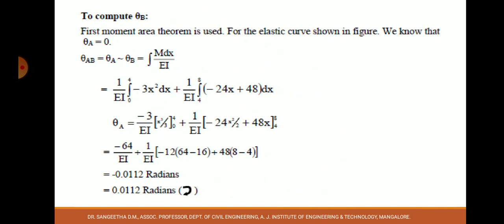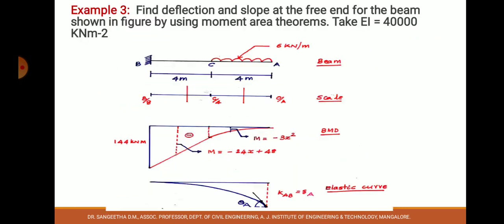It is minus 3x square plus... AB is the complete beam. So for the total beam, what is the deflection or rotation at theta A? Theta A difference theta B. In between AB, what is the rotation? Theta AB, theta A difference theta B, the difference between the two. Theta B is 0 because it's a fixed thing. Theta A we have to evaluate.